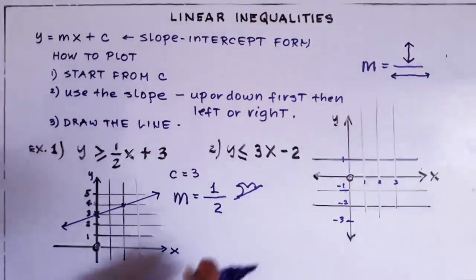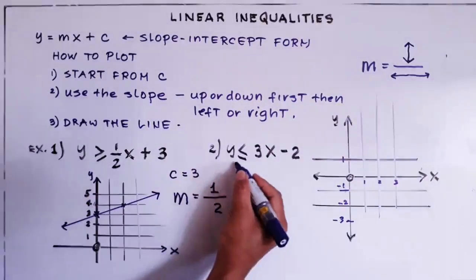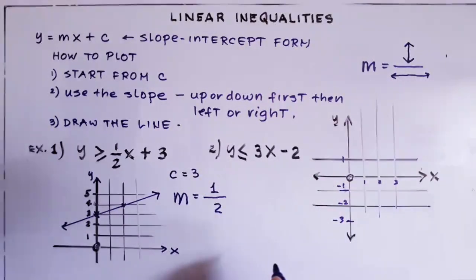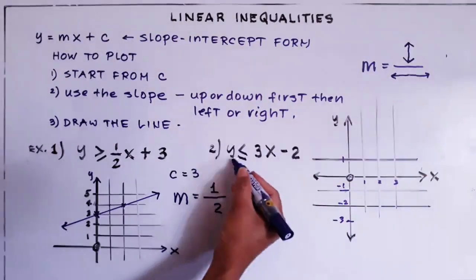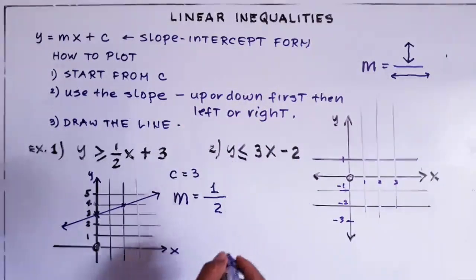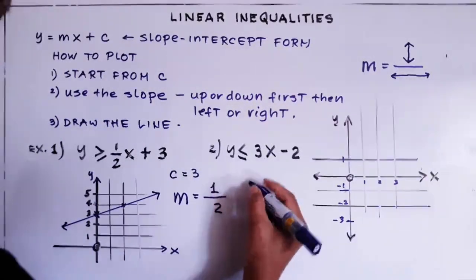Okay, let's have number 2. For number 2, is our inequalities arranged already? Oh yes, it is arranged. You have y, and then you have 3x minus 2. So make sure that your linear inequalities is properly arranged.